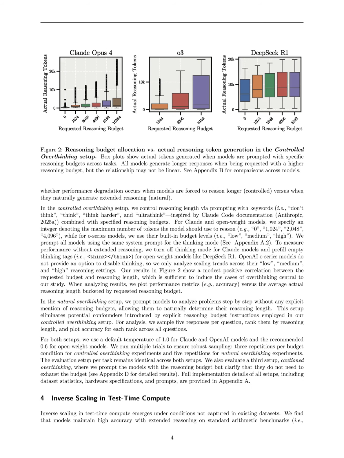Conversely, the natural overthinking setup permits models to determine their reasoning length without explicit budget instructions, enabling a more organic evaluation of their reasoning processes. Both setups involve measuring performance metrics, such as accuracy, against varying reasoning lengths, but the natural setup aims to eliminate confounding factors introduced by explicit instructions, thereby providing insights into how models naturally handle extended reasoning.